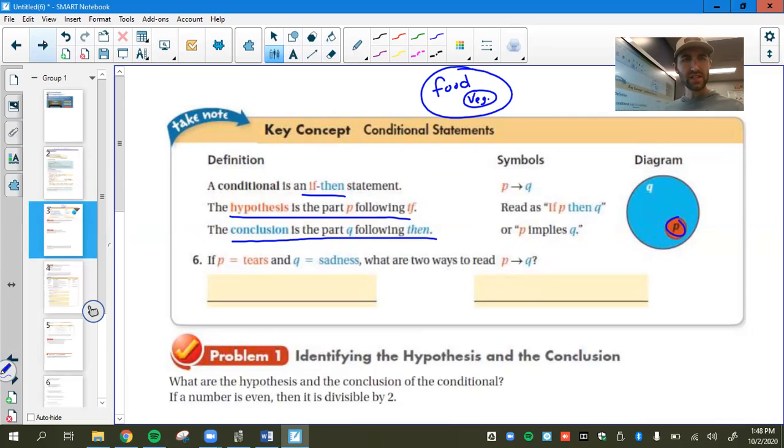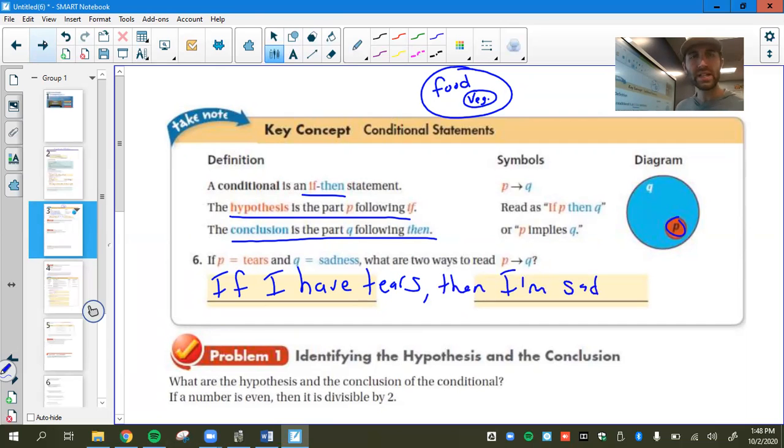So for example, number 6, if P were to be equal to tears and Q is sadness, well, if our hypothesis is tears, if I have tears, then Q is sadness. I am sad. If I have tears, then I am sad. Right? So again, these are these conditional statements, all right, comparing things.